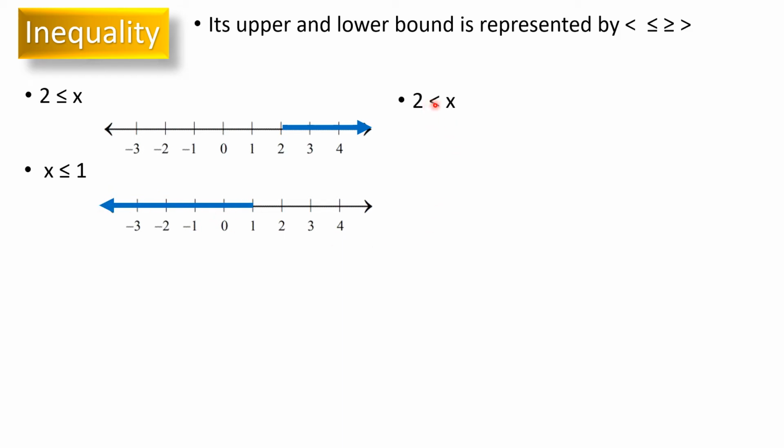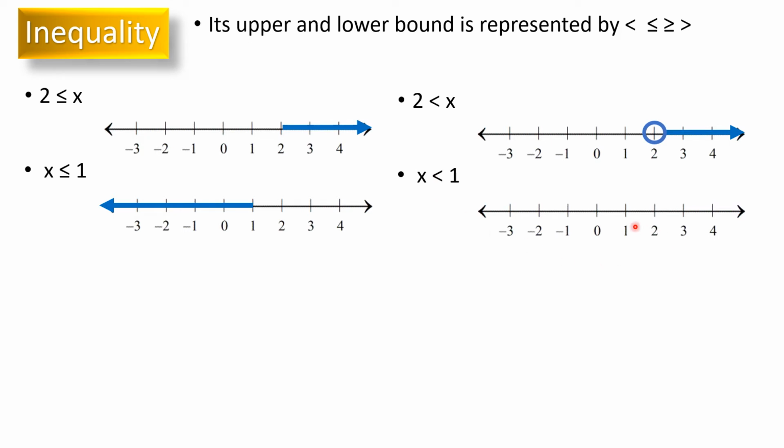We have 2 smaller than x. Okay, smaller than x, not smaller than or equal. So 2 is not with us. So we have an open circle and we will go to positive infinity. If we have x smaller than 1, look, smaller than, not smaller than or equal. Okay, from the 1 to negative infinity.